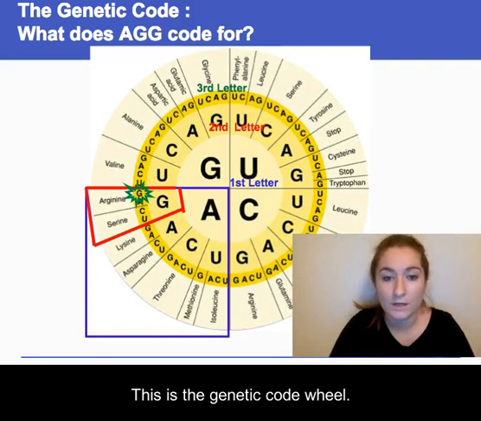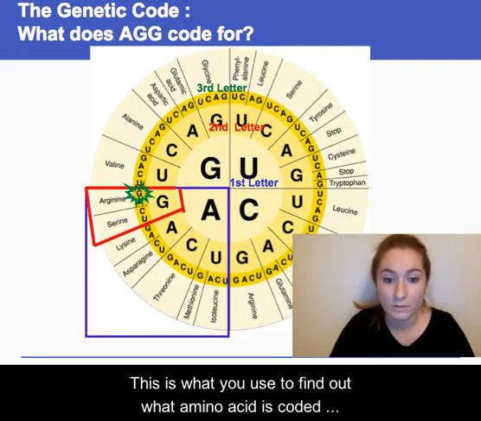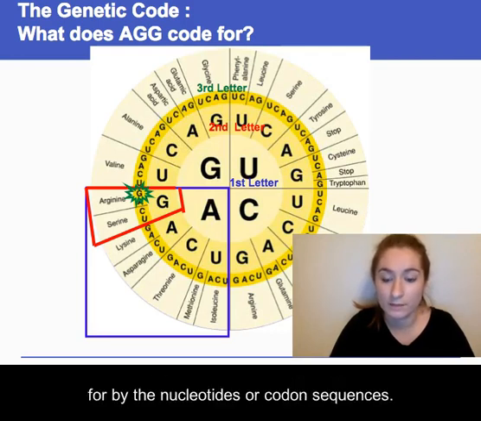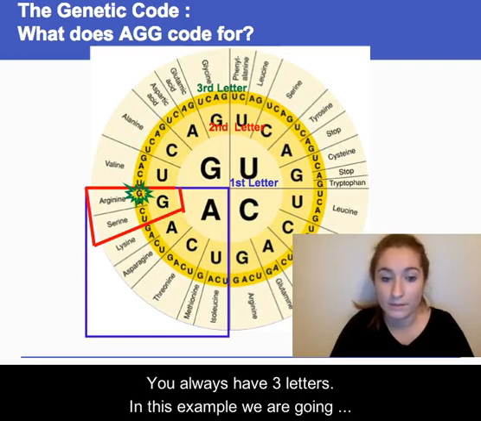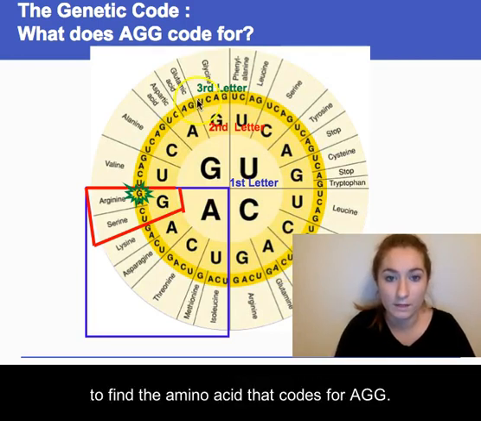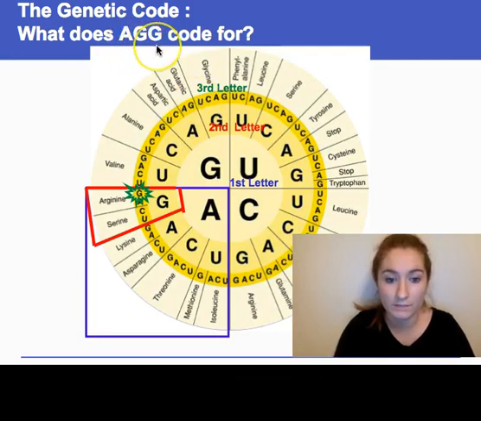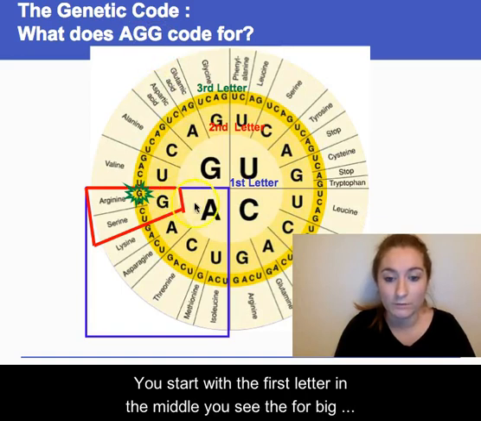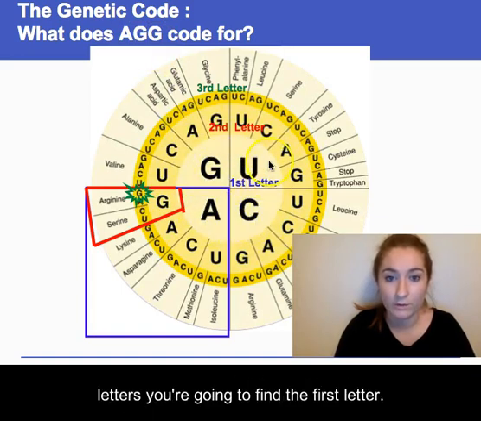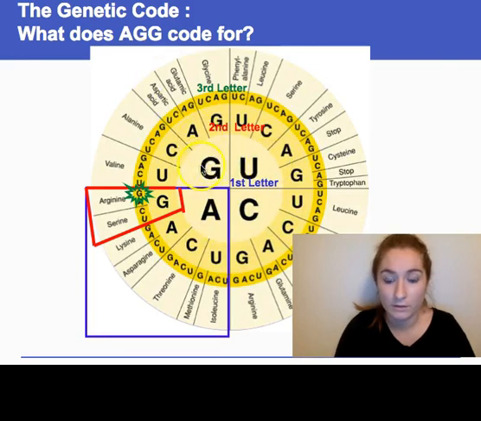This is the genetic code wheel. There is also a chart. This is what you will use to find out what amino acid is coded for by the nucleotide or codon sequences. You will always have 3 letters. In this example, we are going to find the amino acid that codes for AGG. You start with the first letter in the middle. You see the 4 big letters. You're going to find the first letter of your sequence in here. So it would be A.